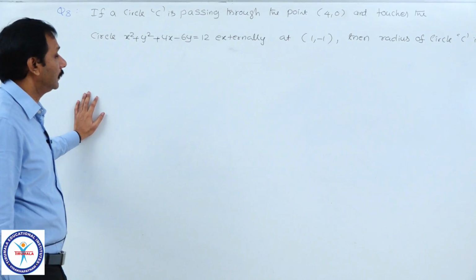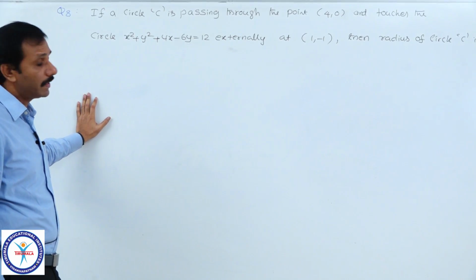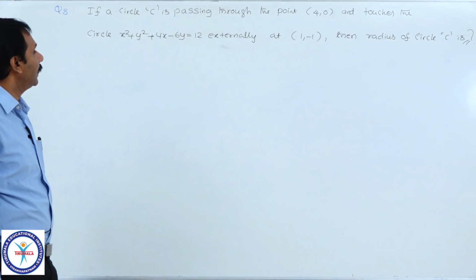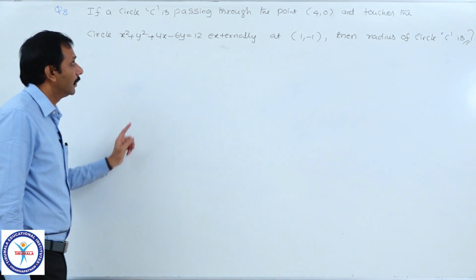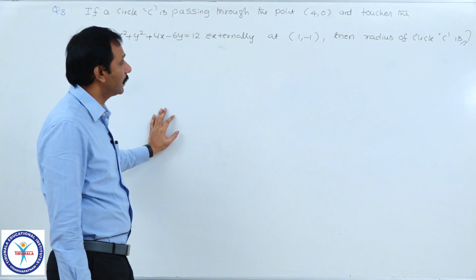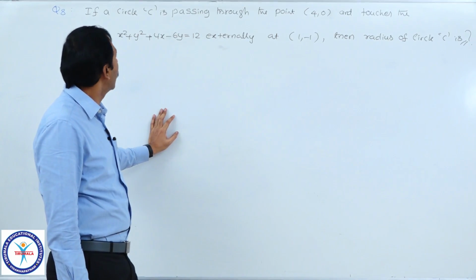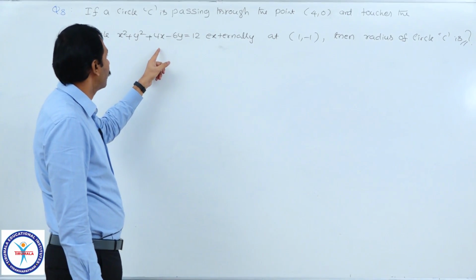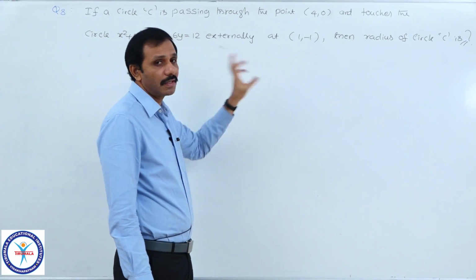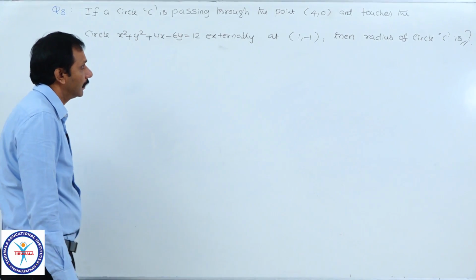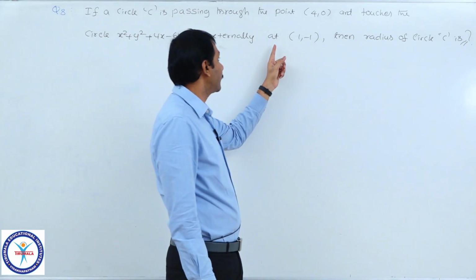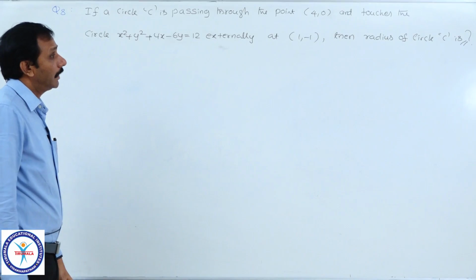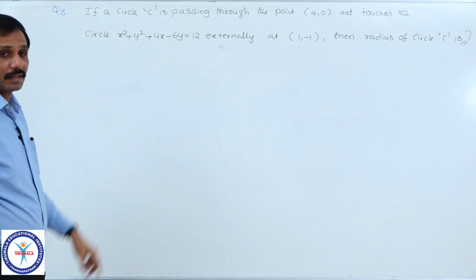Next problem. This one is a previous JEE Mains question. If a circle C is passing through the point (4, 0) and touches the circle x² + y² + 4x − 6y = 12 externally, like the previous problem, at a point, that is the point of contact is given as (1, −1), then what is the radius of that circle C?